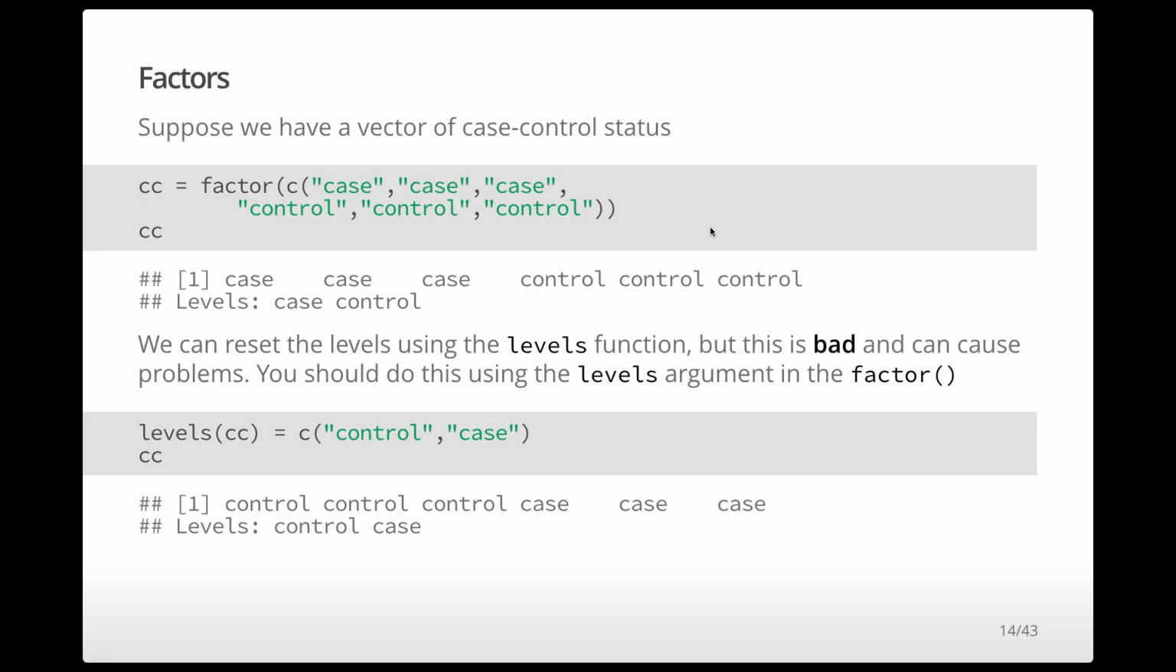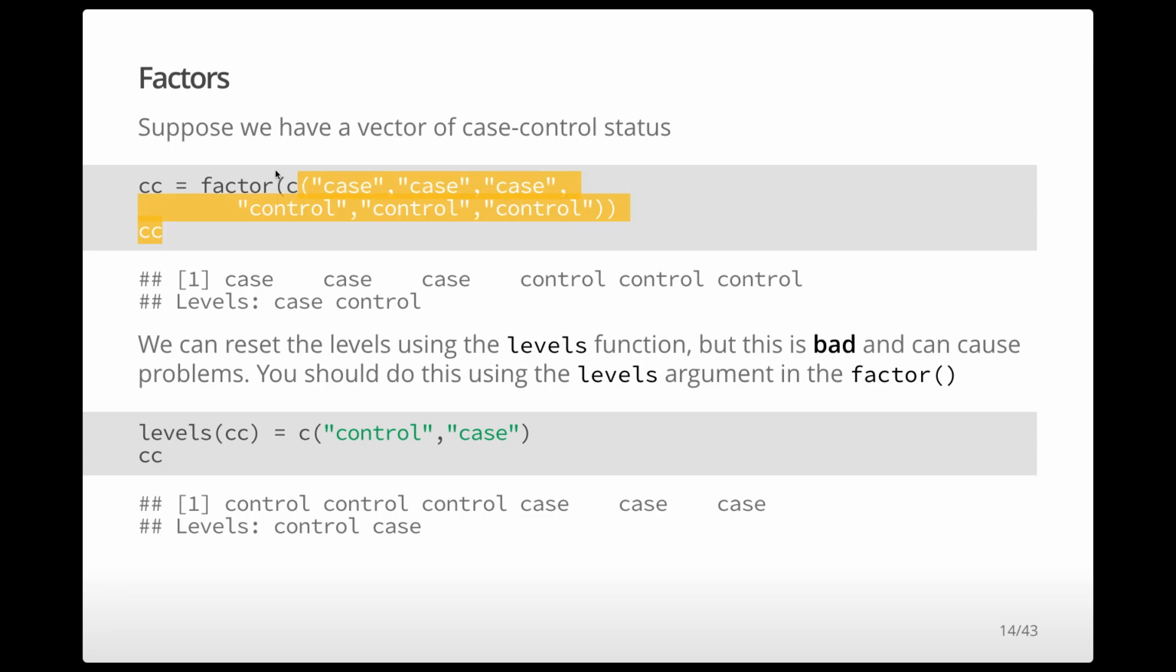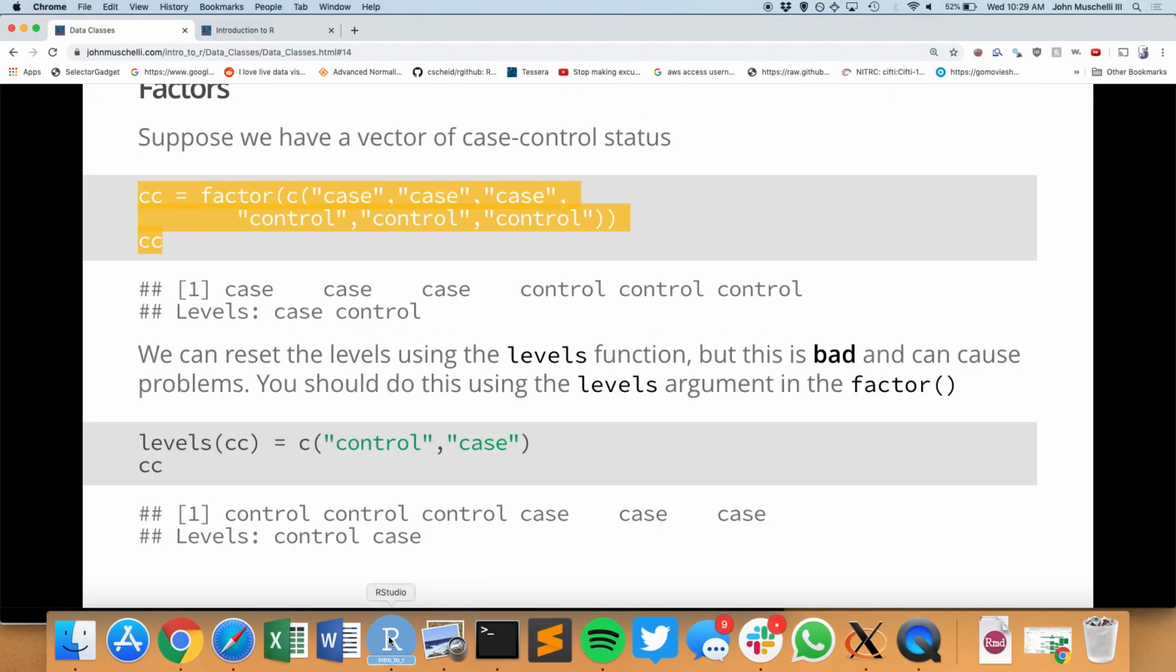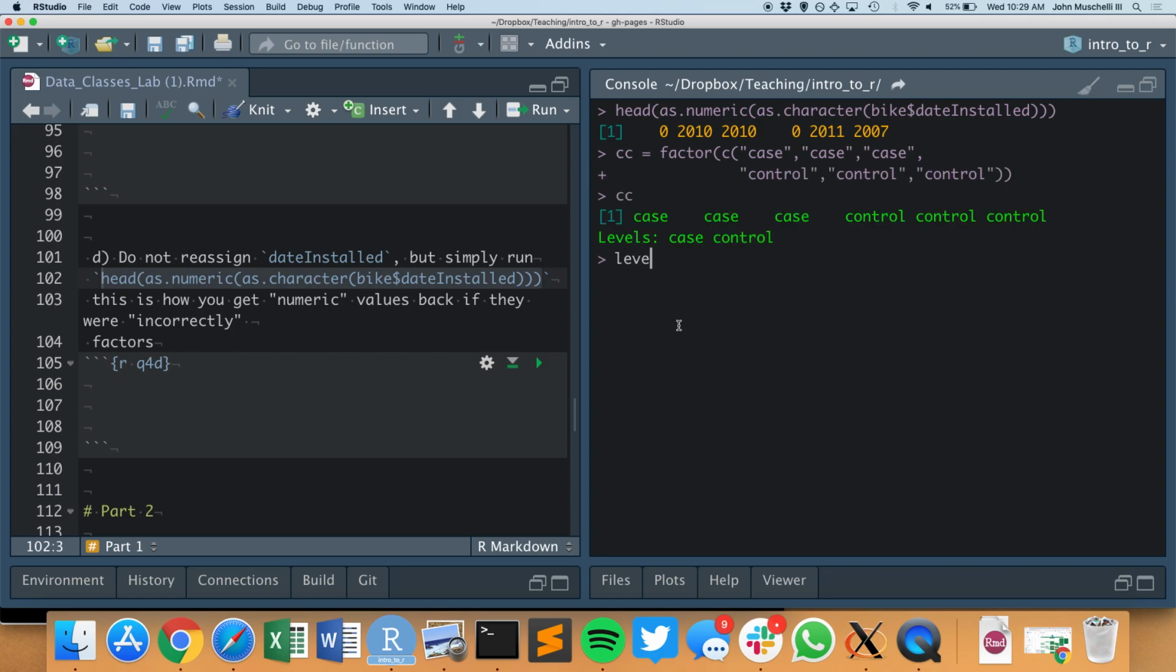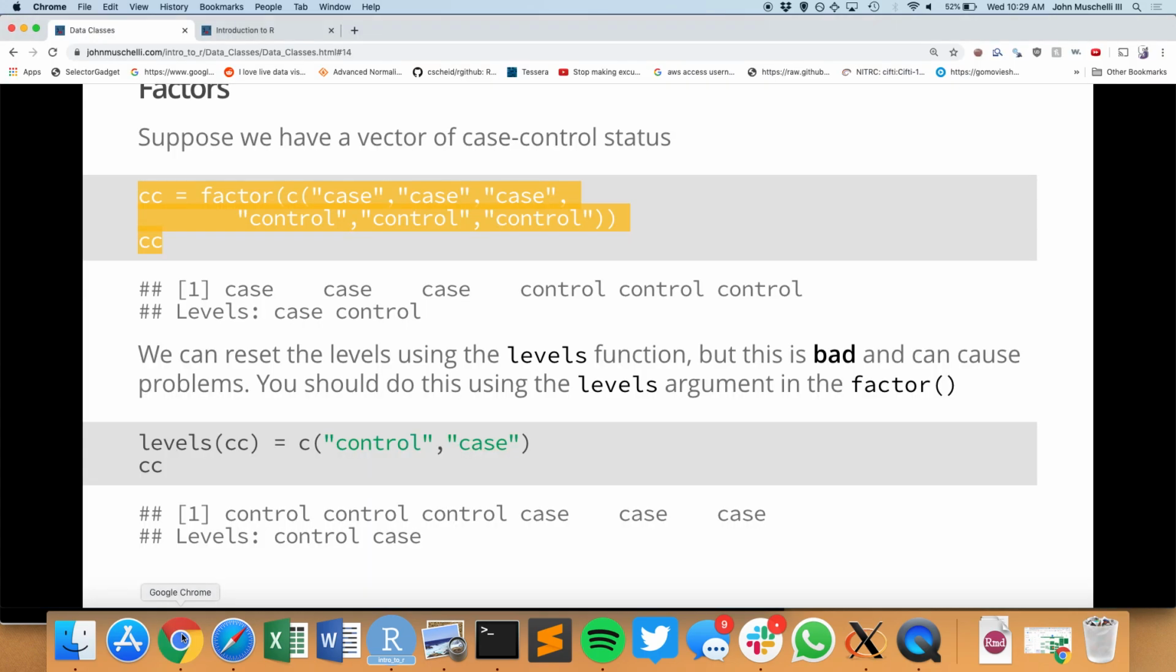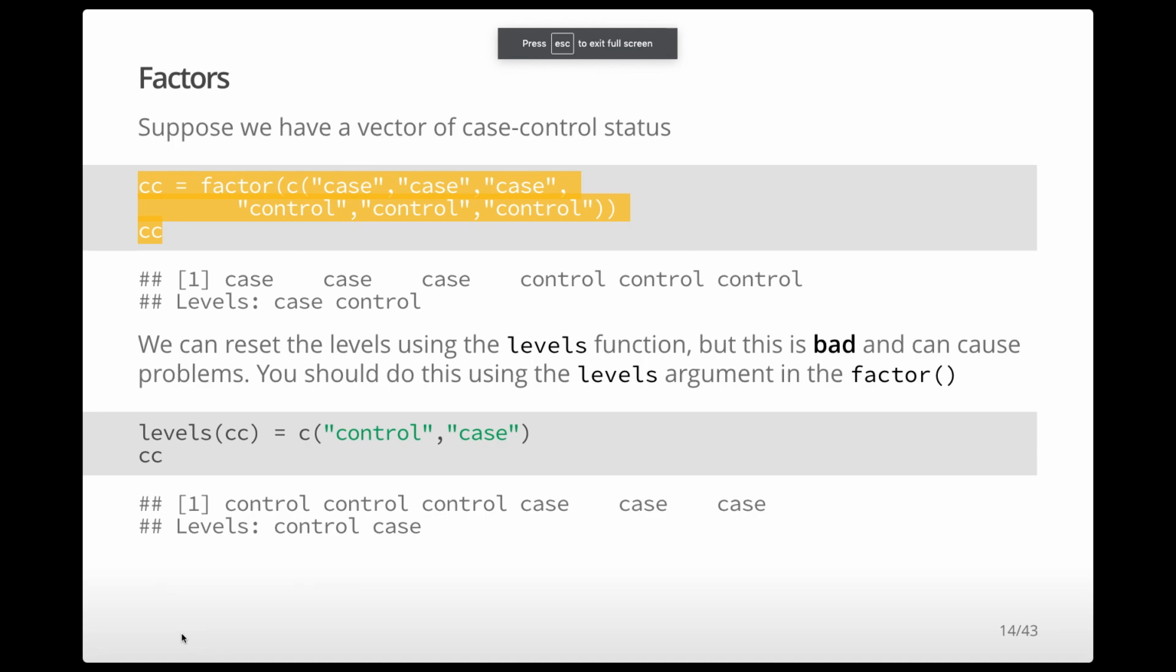What you don't do is run the levels command where you reassign it. This exists. The levels command is good to grab what levels are on the factor. If I run levels CC, it gives me back the levels of CC. Great, tell me what the levels are. Levels is great for extracting the levels. Levels is not good for replacing them.